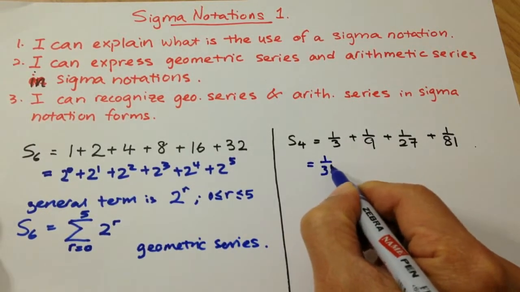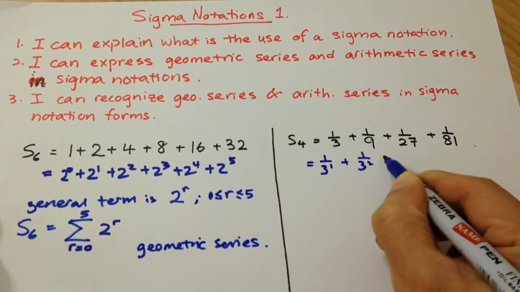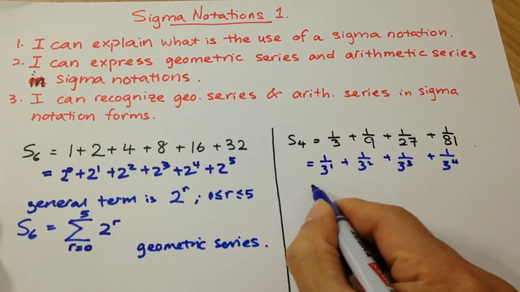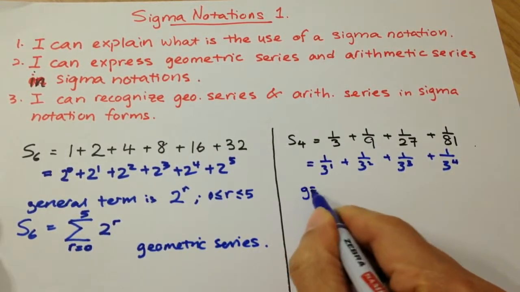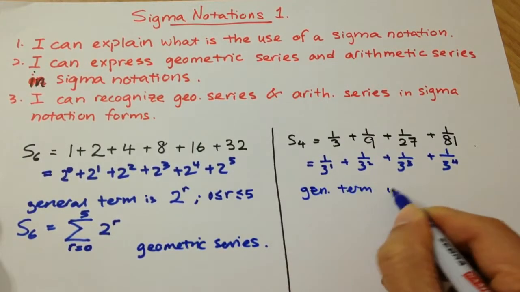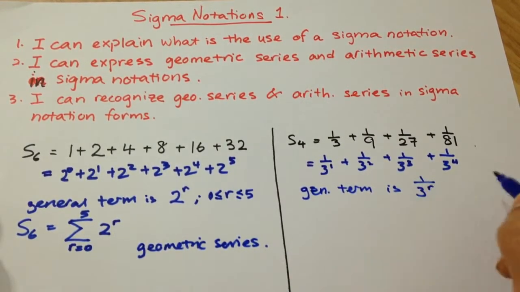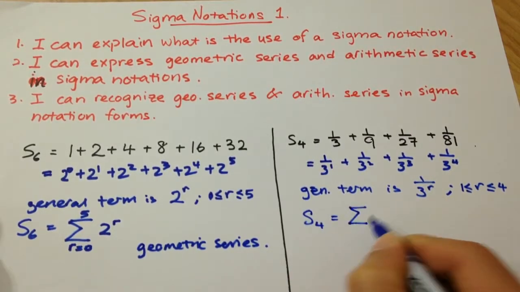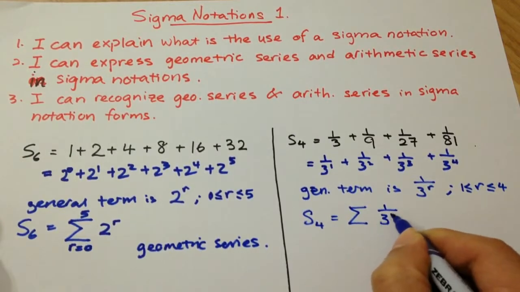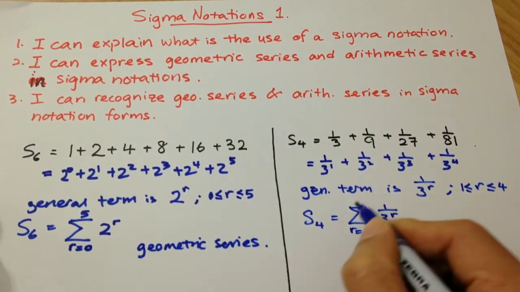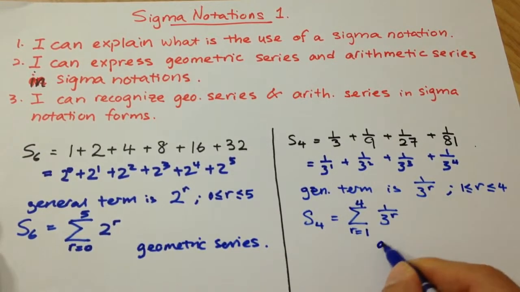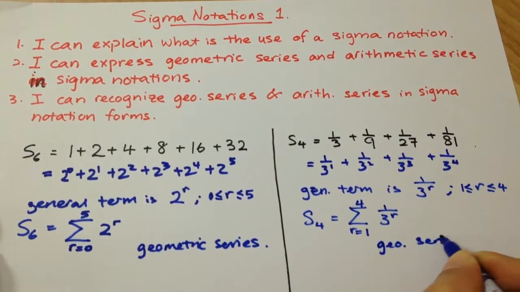1 over 3 to the power of 1 plus 1 over 3 squared plus 1 over 3 cubed plus 1 over 3 to the power of 4. This is the general term in this case: 1 over 3 to the power of r, where r here is a number between 1 and 4. So in terms of sigma notation, this is written as sigma of 1 over 3 to the power of r, where r starts from 1 and ends at 4. In fact, again, you can see that this is a geometric series.